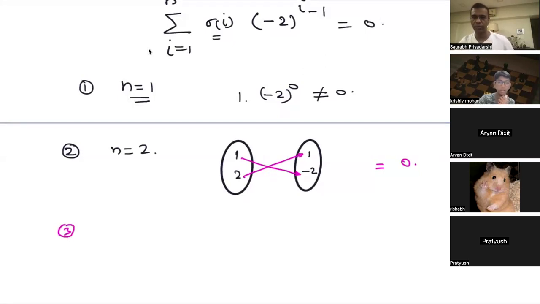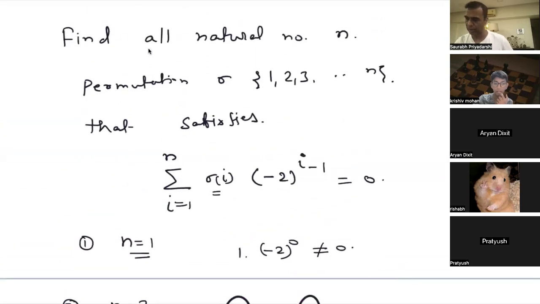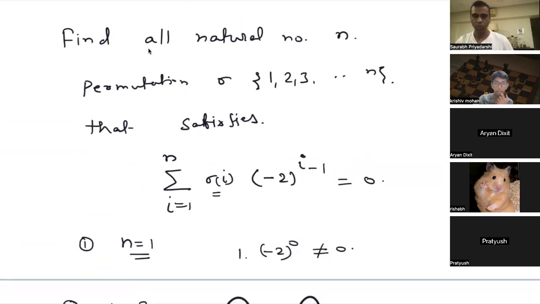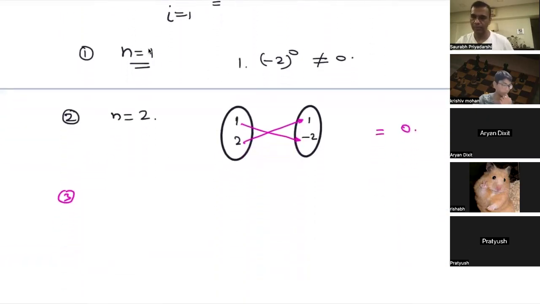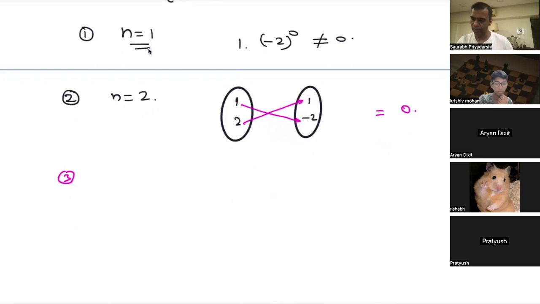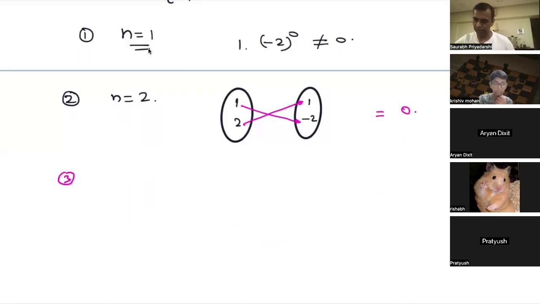Go for 3. For n equals 2, the summation can be -3 also, right? Like I'm able to get this or not? So I'm able to get this, right? Yes sir, it's coming for 3. Yes sir. Very good.